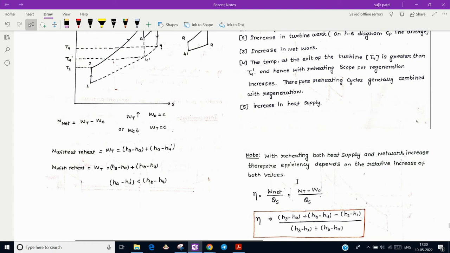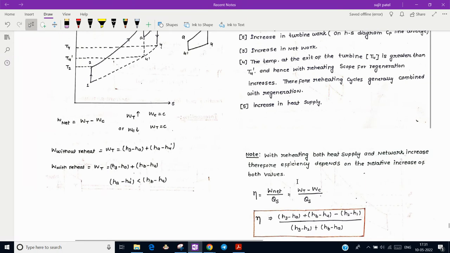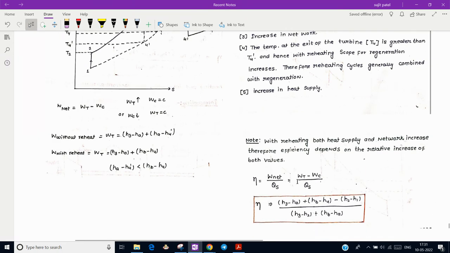But in some case where the increased net work is only 25 kilojoule, but you have to supply an additional 30 kilojoule of heat from the original one, your efficiency will decrease. So for efficiency, we can't predict a hard and fast rule, but we have to write down that it will depend on the relative increase of the turbine work and heat supply values. So this is the thing about effects of reheating on the gas turbine.